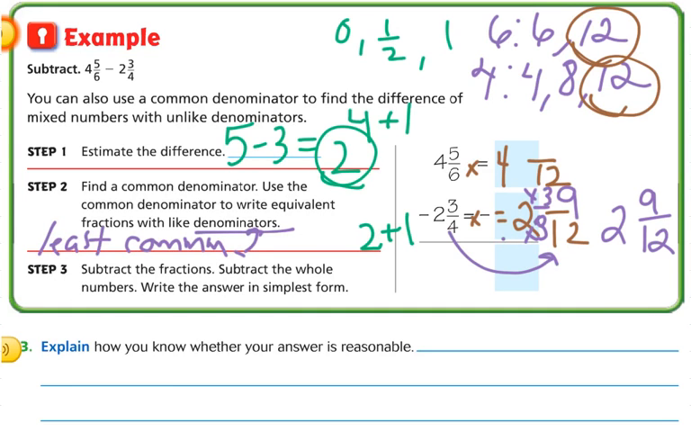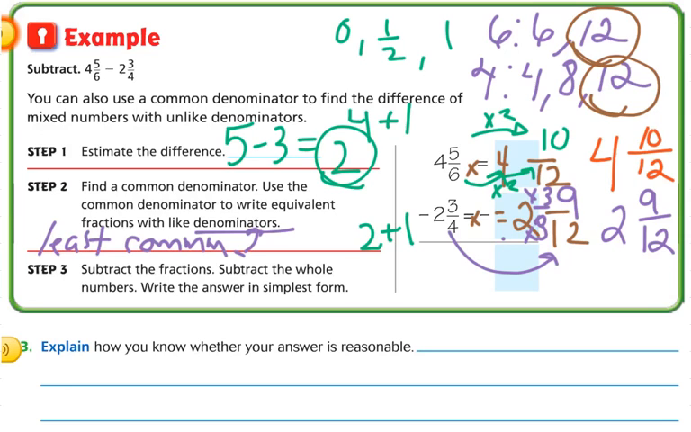Again, boys and girls, we're going to go up to the top. What do you multiply 6 by to get 12? That's right, 2. 2 times 6 is 12. And 5 times 2 is 10. So that means that our new mixed number is 4 and 10/12.